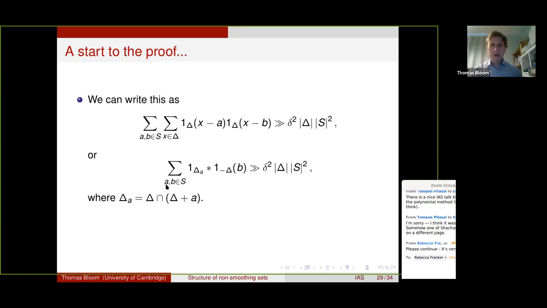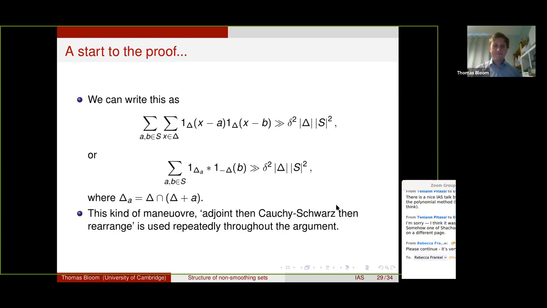So this is the sum of all pairs AB inside S, and it's the convolution of delta sub A with minus delta at B, where delta sub A is an intersection of the kind I described earlier, so delta intersect delta plus A. And it's saying that the sum of all this over all S squared pairs is at least little delta squared times big delta times S squared.